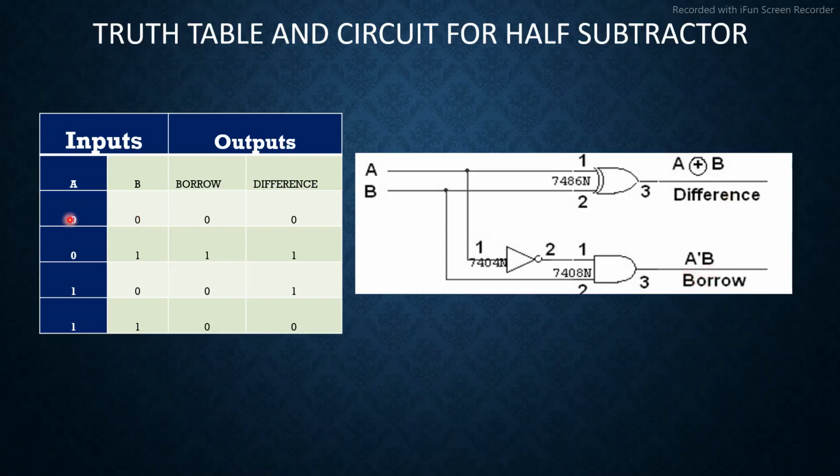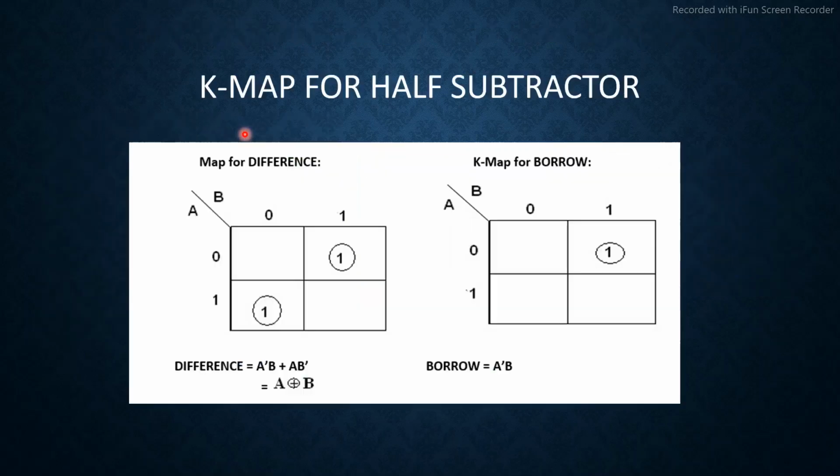By giving 0 at A and 0 at B, we get difference as 0 and borrow as 0. And by giving 0 at A and 1 at B, we get difference as 1 and borrow as 1. This is how we are going to carry on with the K-map.